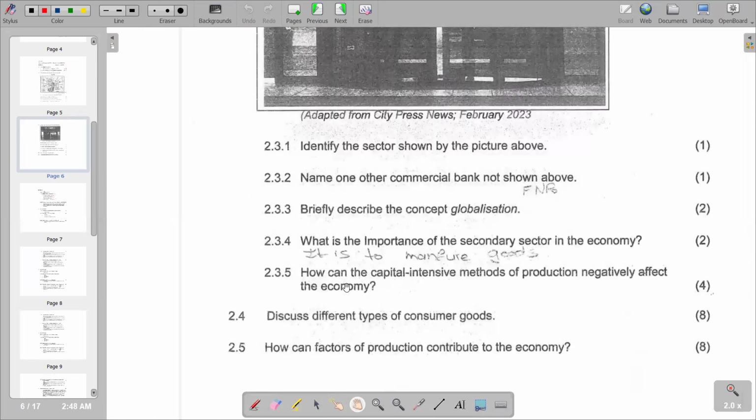2.3.5 asks, how can the capital-intensive methods of production negatively affect the economy? When you have a capital-intensive method of production, we have more use of machinery and equipment in the production processes. This machinery or equipment is now substituting labor. So we are going to see fewer workers being needed in production. In such a scenario, more workers are going to be laid off, which leads to unemployment. This becomes a negative effect on the labor force, as we see the unemployment rate going up due to the capital-intensive methods being used.